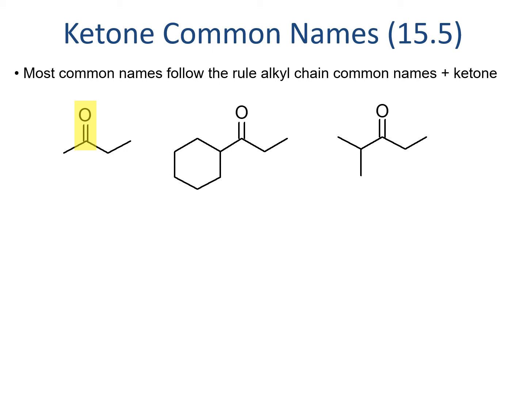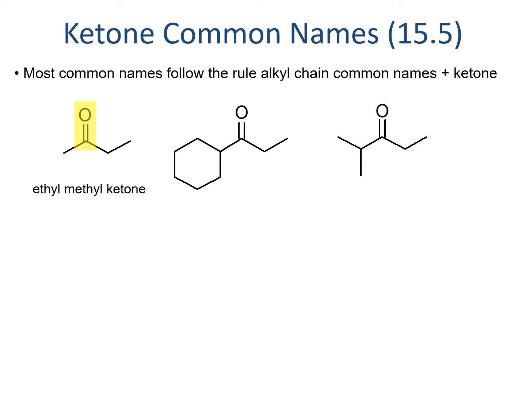If the central carbon is just part of the ketone name, we name the side chains on either side in alphabetical order. Again, not counting that central carbon on either side chain. So here we have a methyl on the left and an ethyl on the right, and we put them in alphabetical order for ethyl methyl ketone.